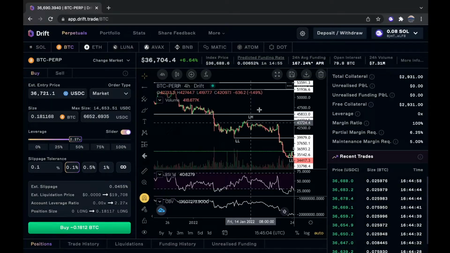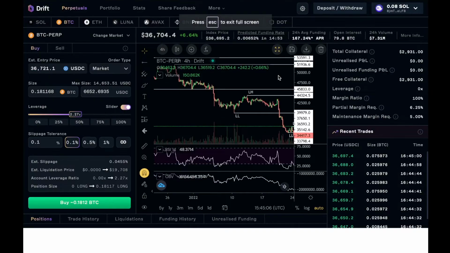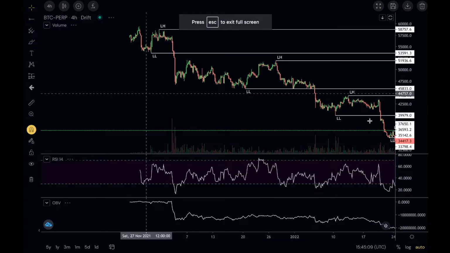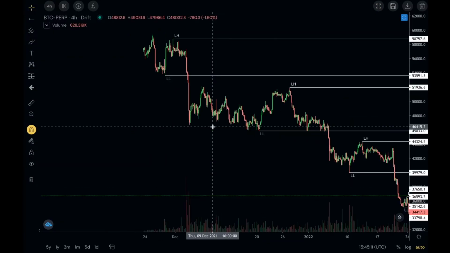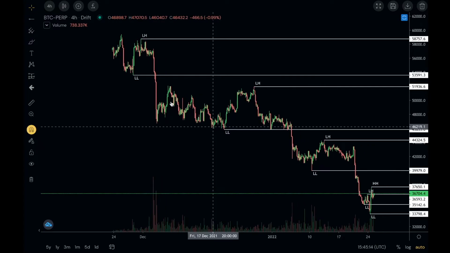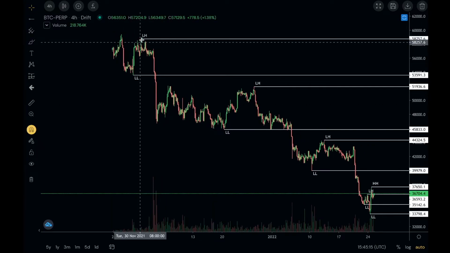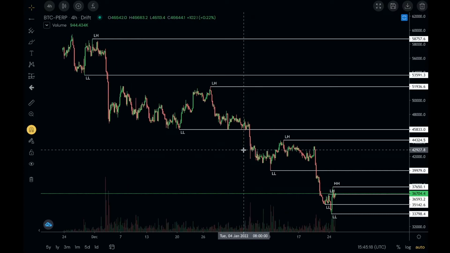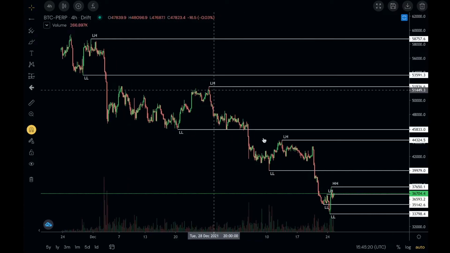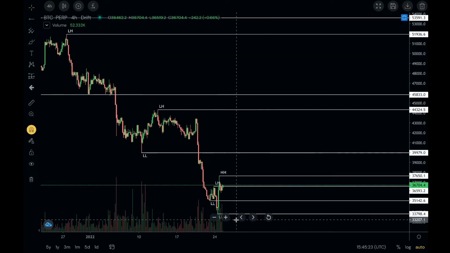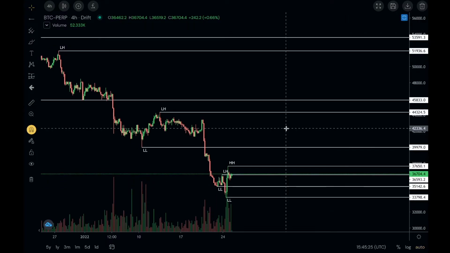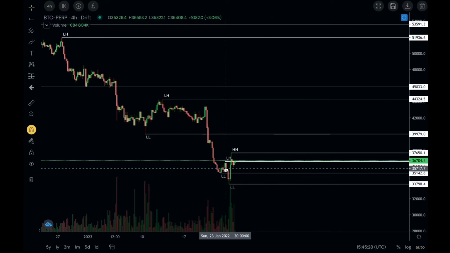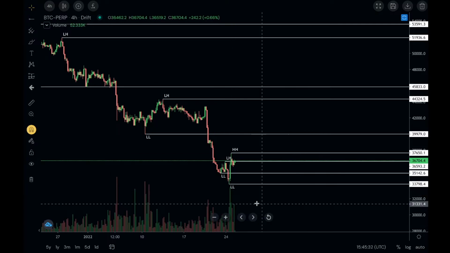Okay, so let's take a look at BTC first. The first thing we want to establish is the market structure. So clearly here we have lower highs and lower lows, and they're successive right here, lower low, lower high, lower low, lower high, and so on. And then we see a bit of a slowdown on this move, with lower highs and lower lows getting closer to each other.